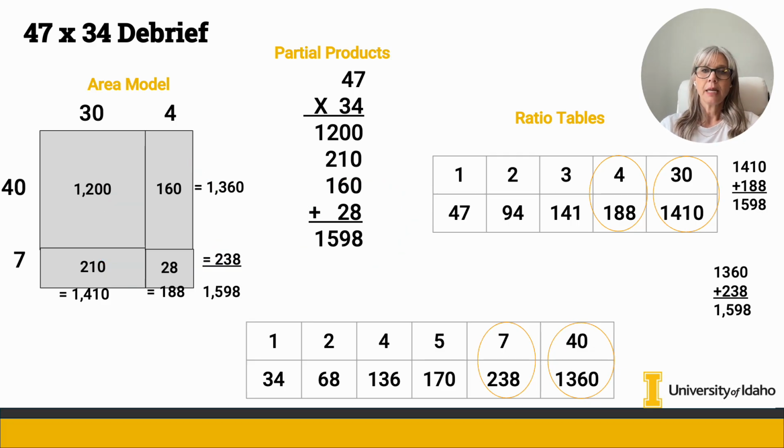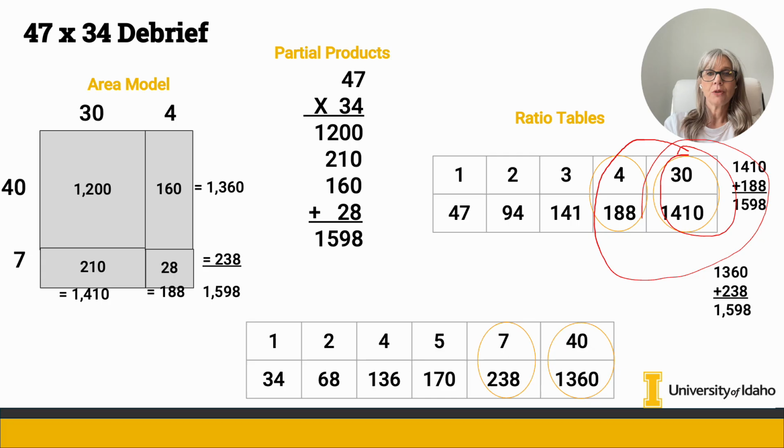Now, let's look at a ratio table. If I have 147, I can double that. If I have two groups of 47, I get 94. Three groups of 47, and then four groups of 7. With those four, I can actually make 34. So three groups of 47 is 30. So it's 140 or 1410. And then to get my final answer, I just have to put these two together.